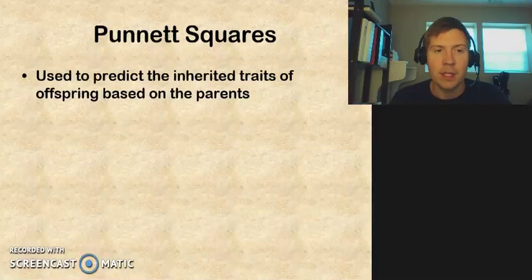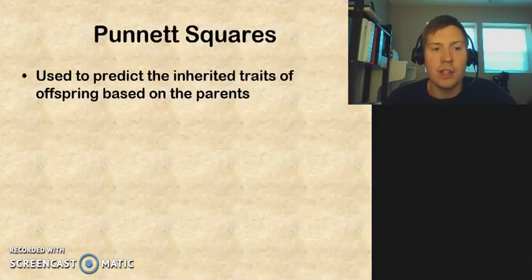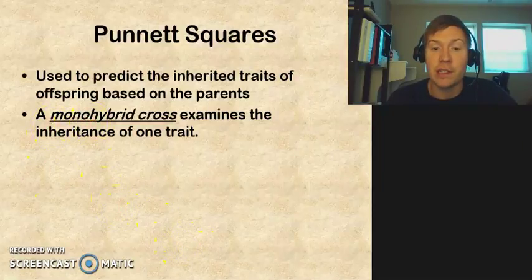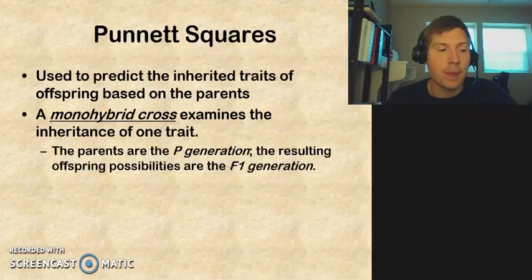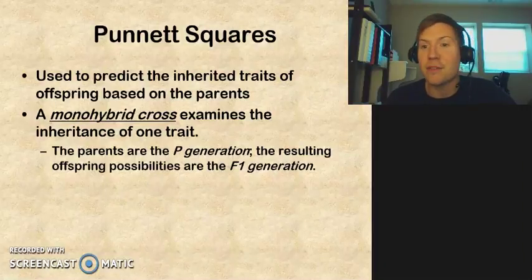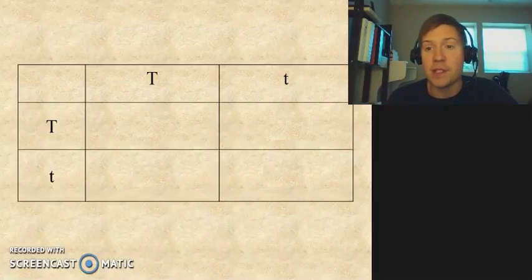Alright, last thing I want to touch on a little is Punnett squares. These are used to represent the traits of offspring based on the parents. So the basic Punnett square is called a monohybrid cross. The prefix mono means one, so this is only looking at a single trait. And we often use a few letters to represent things. We call the parents the P generation, and the first offspring is called the F1 generation. The second is the F2 generation. So you may see those terms.